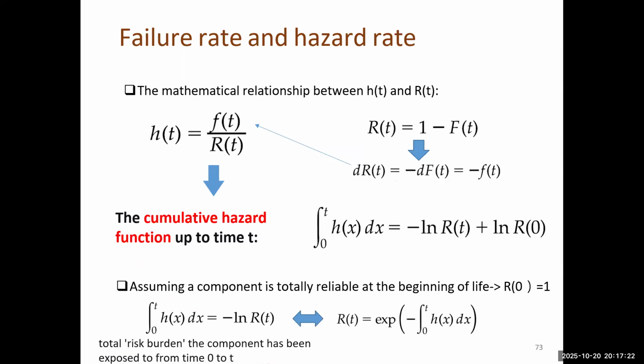So the integral from 0 to time t of h(x) dx represents the total risk burden the component has been exposed to from time 0. And the exponential decay captures the idea that as this accumulated risk increases, the probability of survival decreases. So this transformation tells us this truth in real-world applications. And here, we can keep this equation in mind.